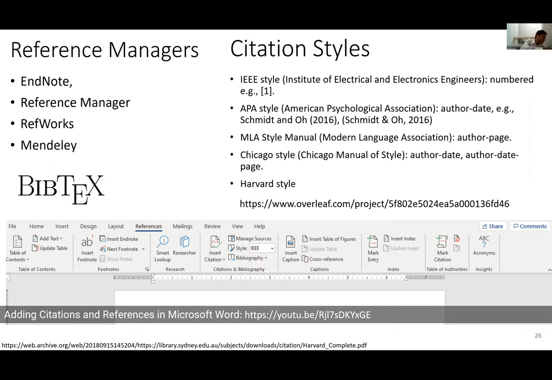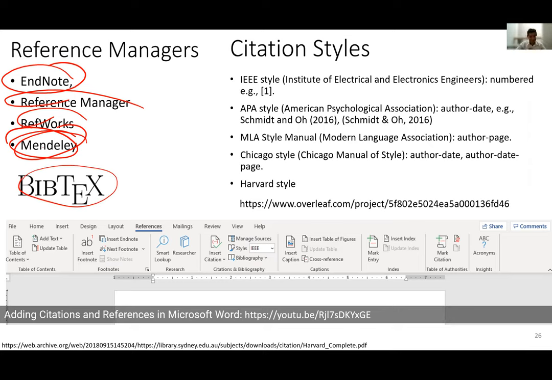There are other reference managers also like EndNote, RefWorks, Mendeley, and so on. I think most of you use Mendeley, I know for sure. Those are good things. And BibTeX can also be used. I have a text file. I'm a conventional man. All my references are in a big text file.